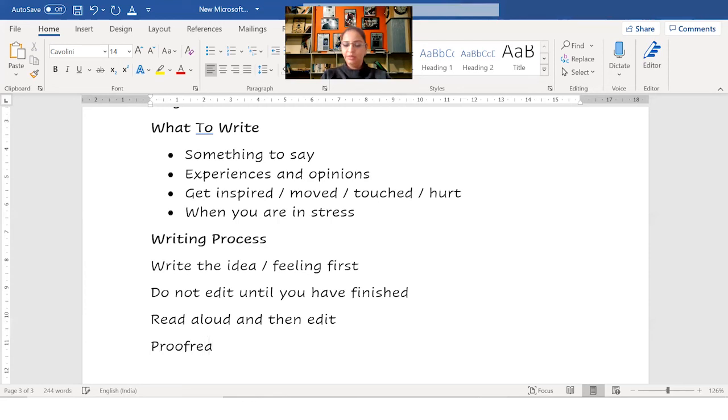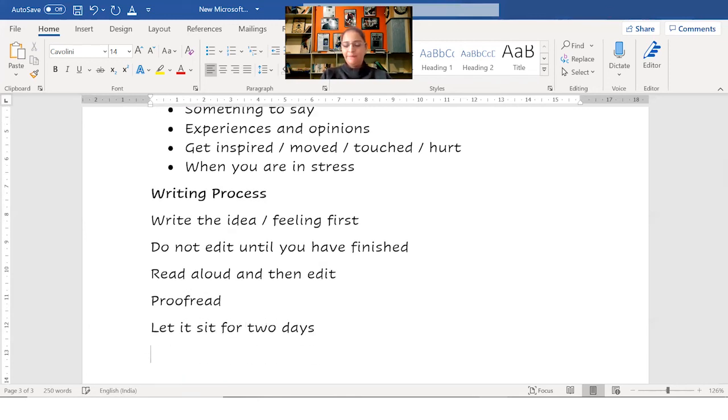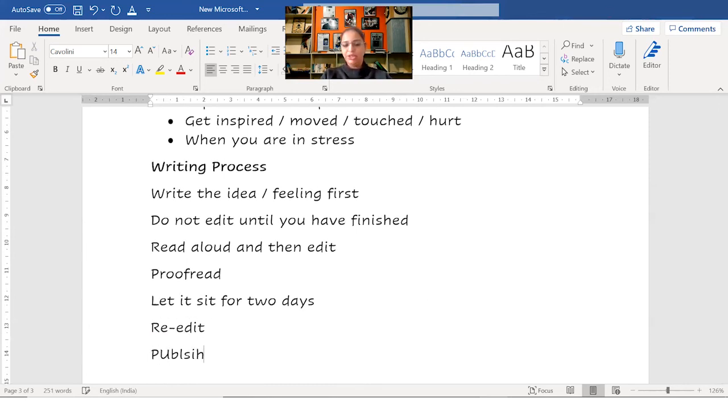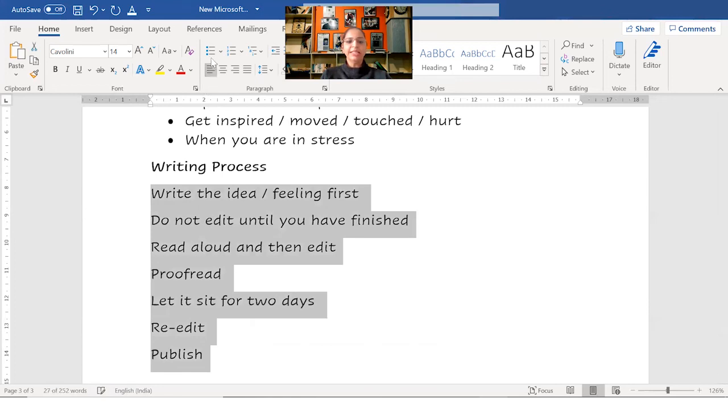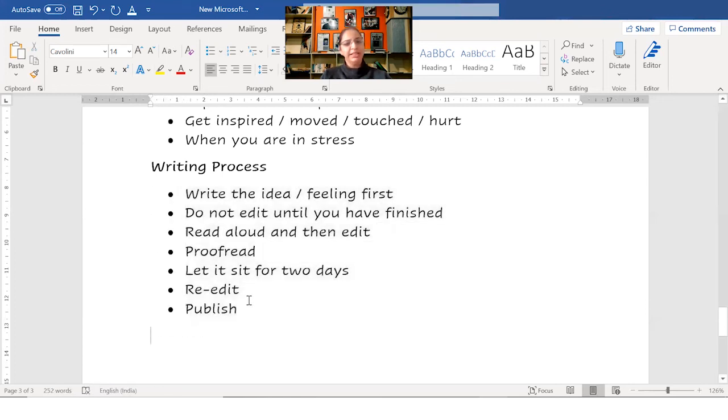Proofread. Let it sit for 2 days. Re-edit if required and publish. Okay, this is what the writing process is. So never skip any step of your writing process in creative writing. This is very different in content writing, but in creative writing, this is the writing process.